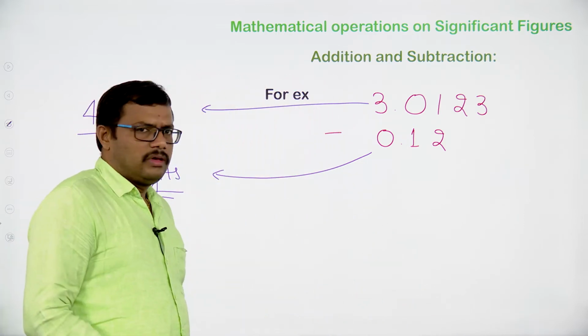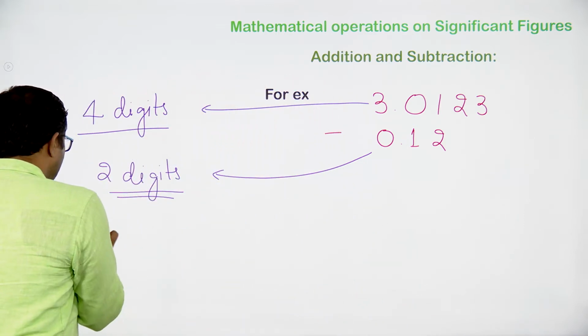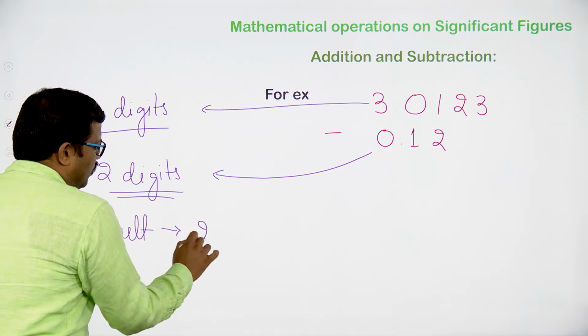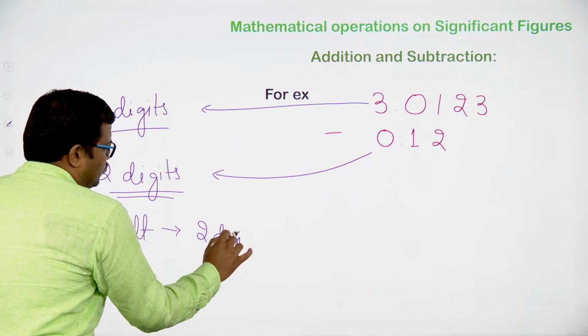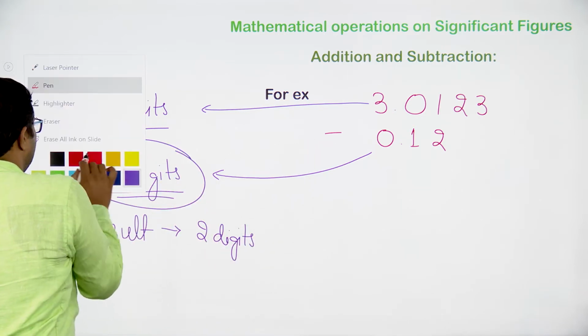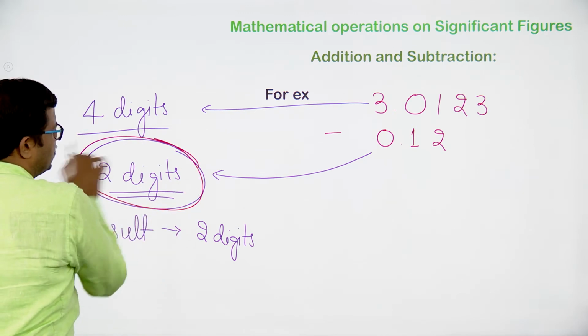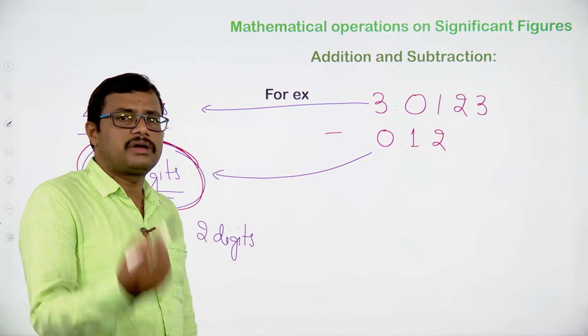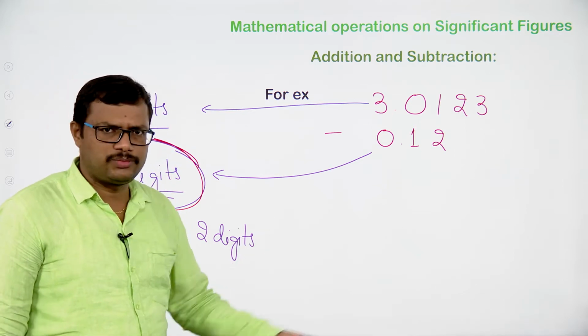Now, whenever we go for the result, how should the result be? I should express the result such that it has only 2 digits after the decimal point, because this is the number which has the least number of decimal digits. So this number has the least number of decimal points, so I should express the result with the least number of digits after the decimal point.